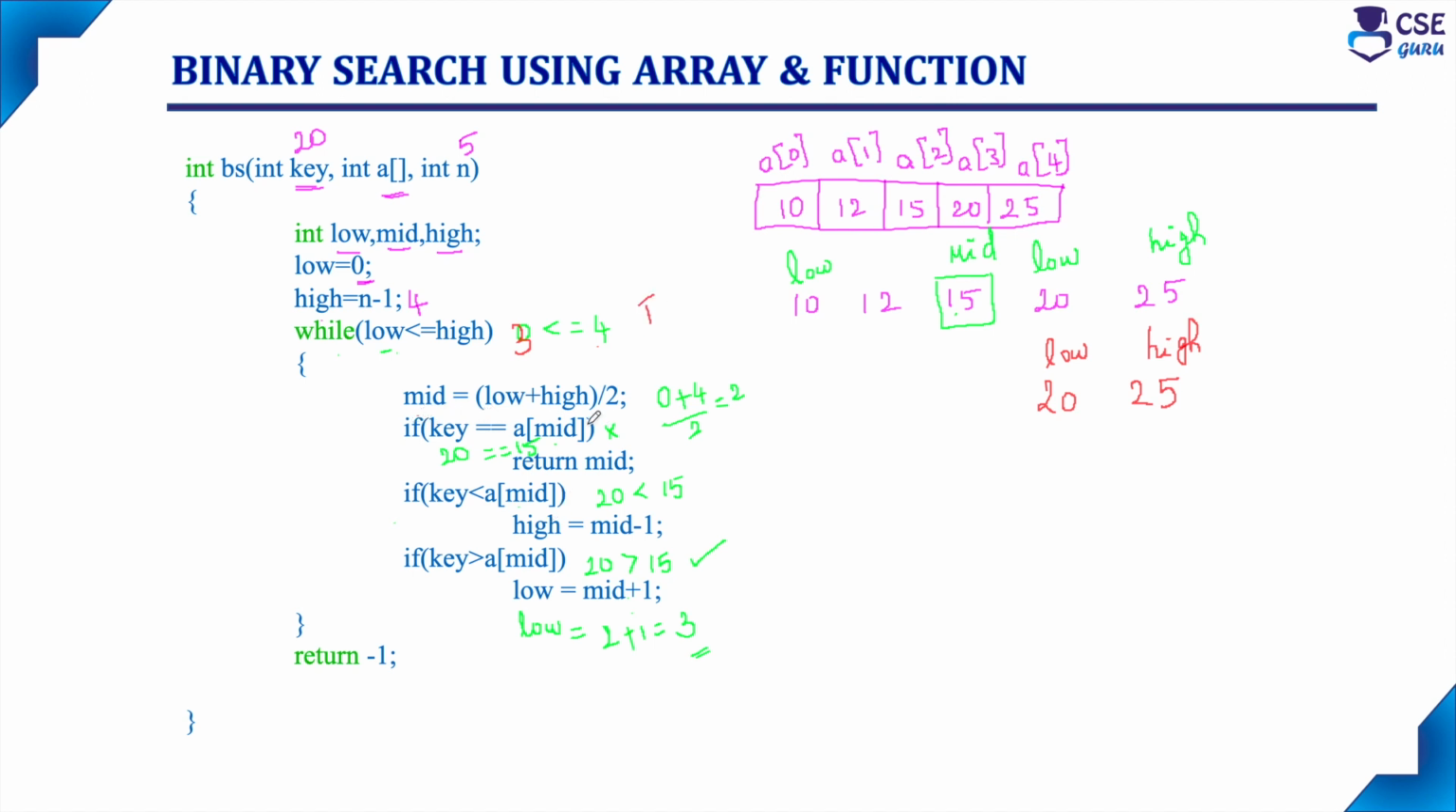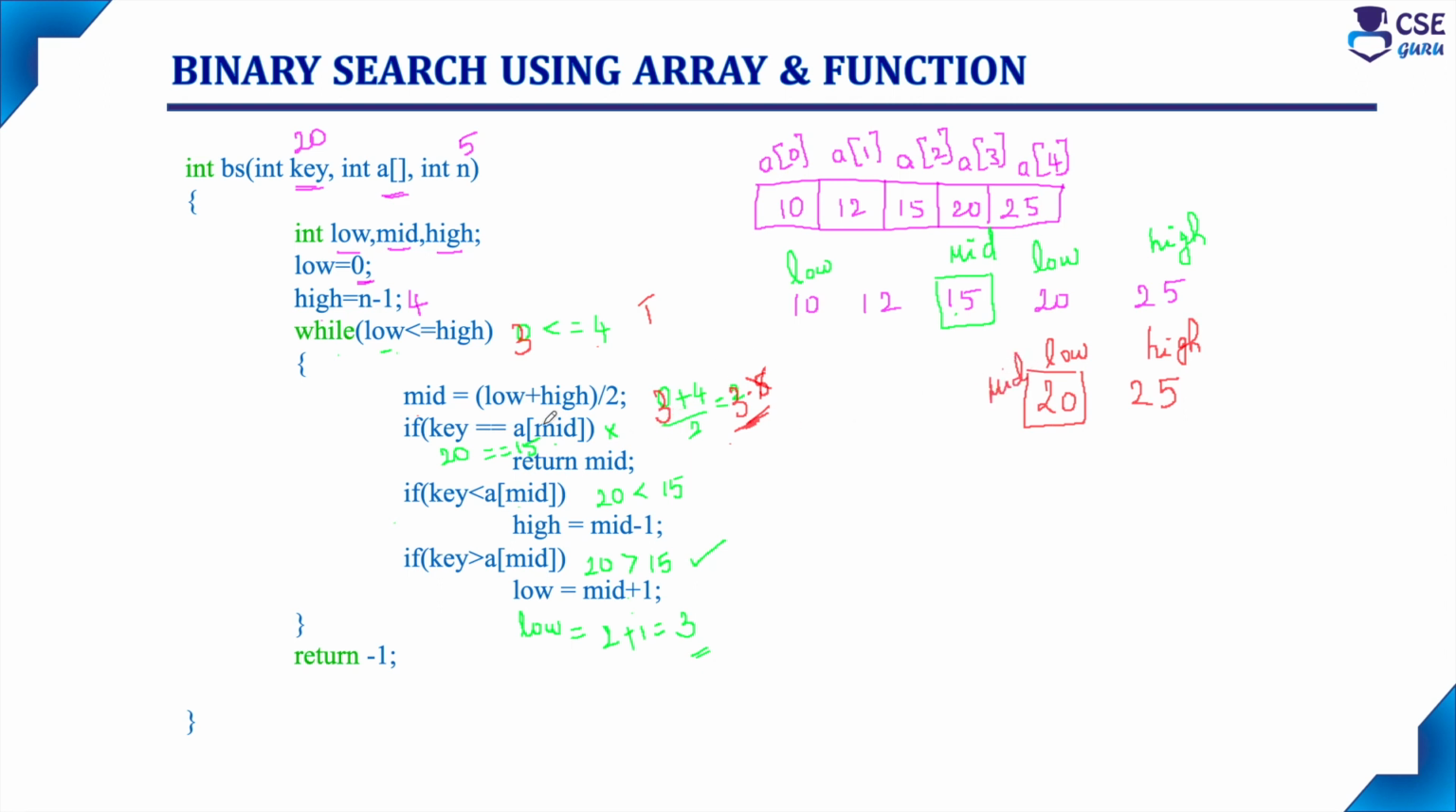Mid is equal to (low plus high) by 2. Low is 3, so (3 plus 4) by 2. We will get 3.5. The value after the decimal point won't be considered, so it will consider 3 only. So now the mid element is nothing but 20, that is the A of 3 location.